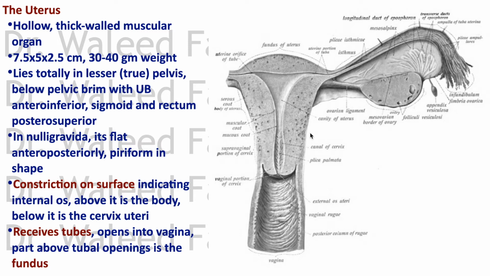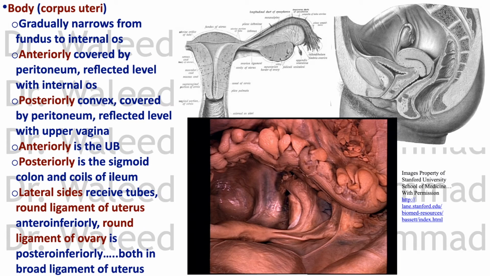It represents itself by a constriction on the surface, and the uterus, of course, receives the tubes and opens into the vagina, and the part above the tubal opening is called the fundus of the uterus. So parts of the uterus are the fundus, the corpus uteri, and the cervix. Okay? And of course the uterine tubes.